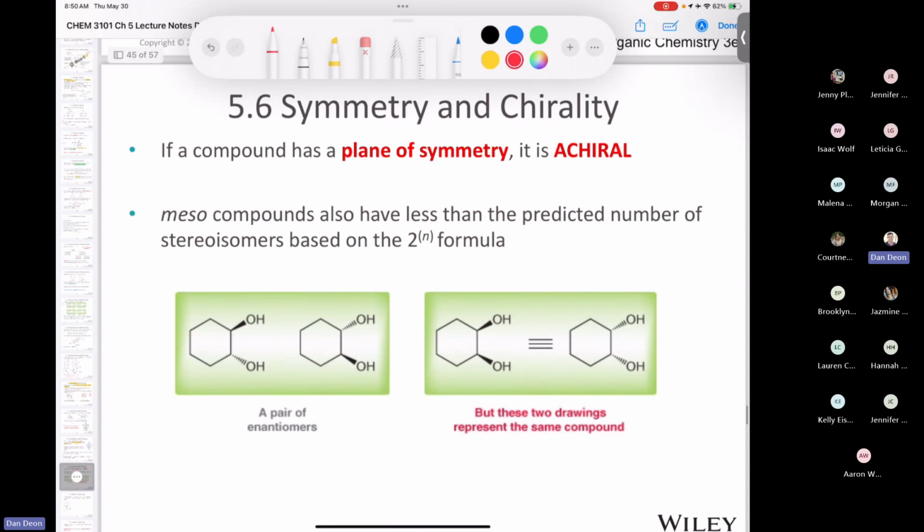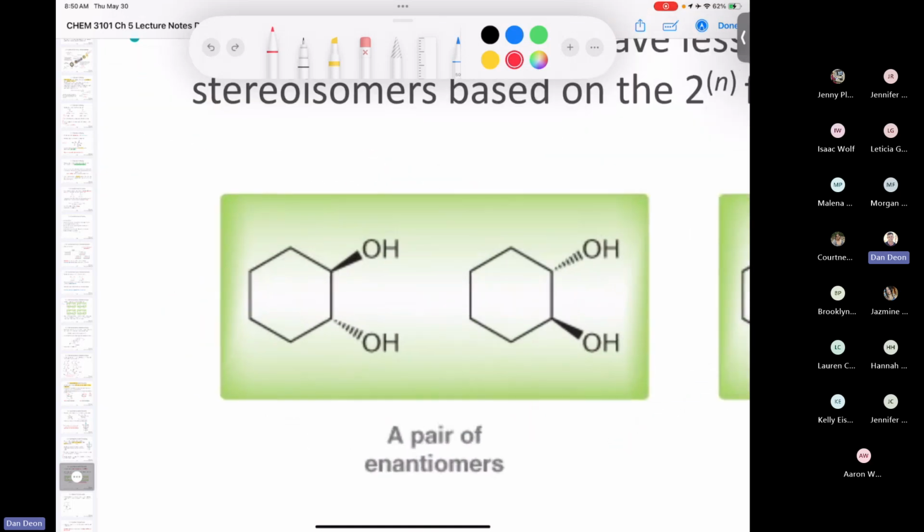So it says here, if a compound has a plane of symmetry, it is achiral. So if we take a look at these two compounds in this green box here, I'll just zoom in on it, okay? We've got two chiral centers, okay? We've got a chiral center here, we got a chiral center here.